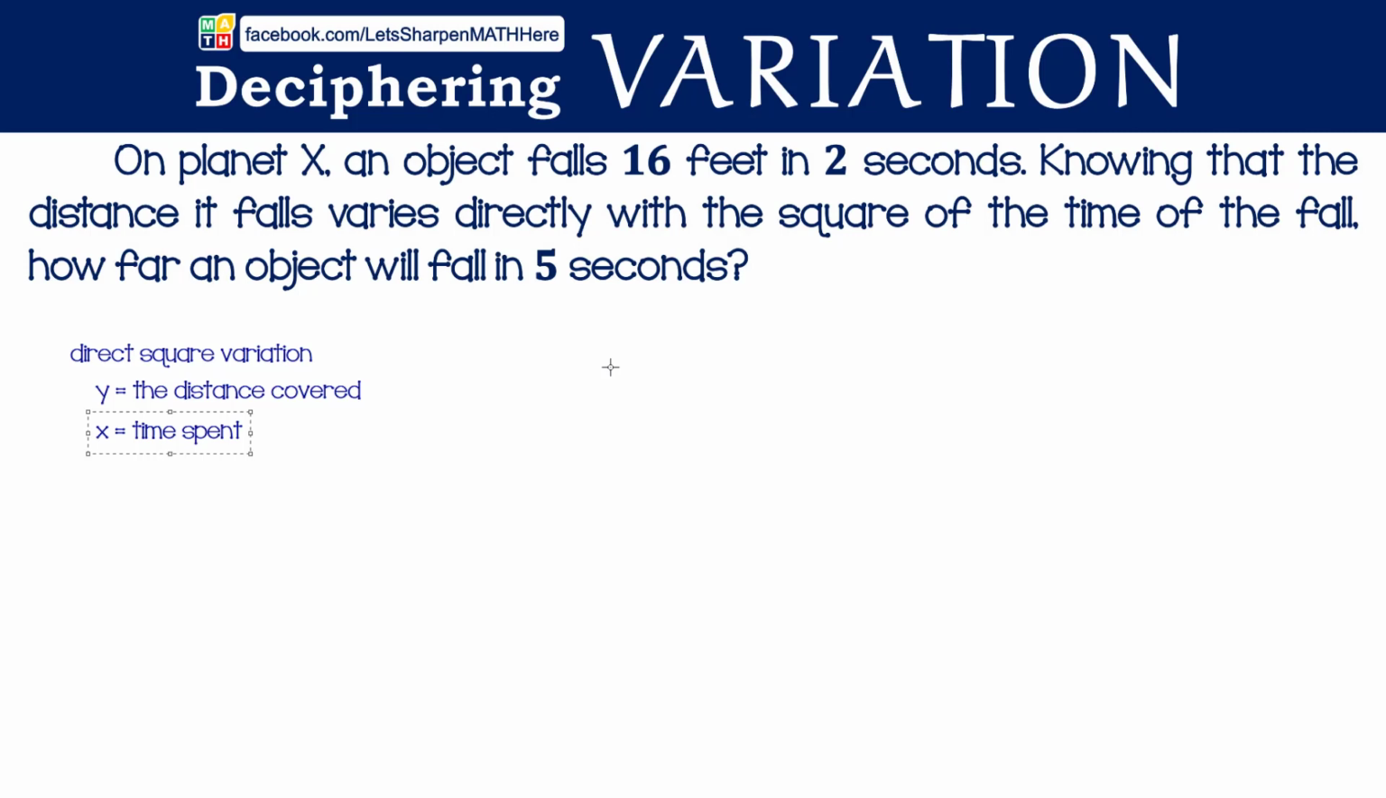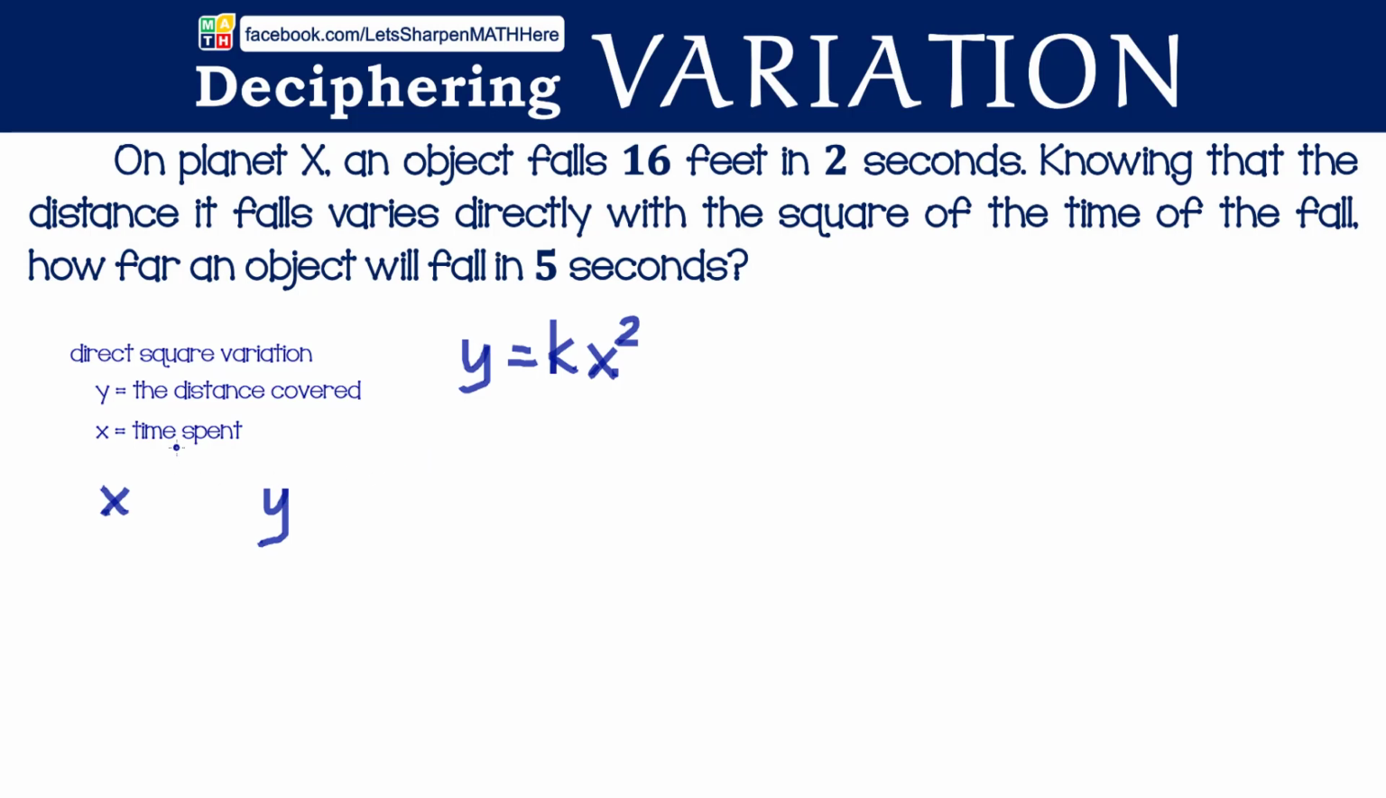Now, let us try to write the correct mathematical equation for the direct square variation. It is y equals kx squared. Notice the exponentiation of 2 for our independent variable, because that corresponds to the statement varies directly with the square of the time of the fall. So we are just going to plug in all the values with the correct and appropriate consideration of the exponentiation. So first, let's have the first pair of our independent and dependent variable.